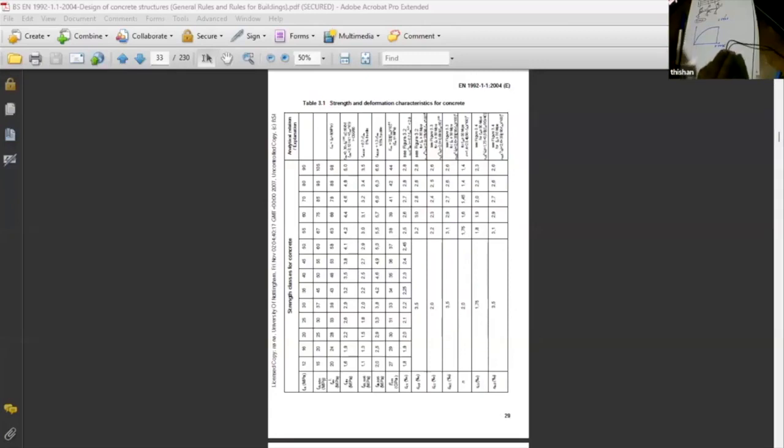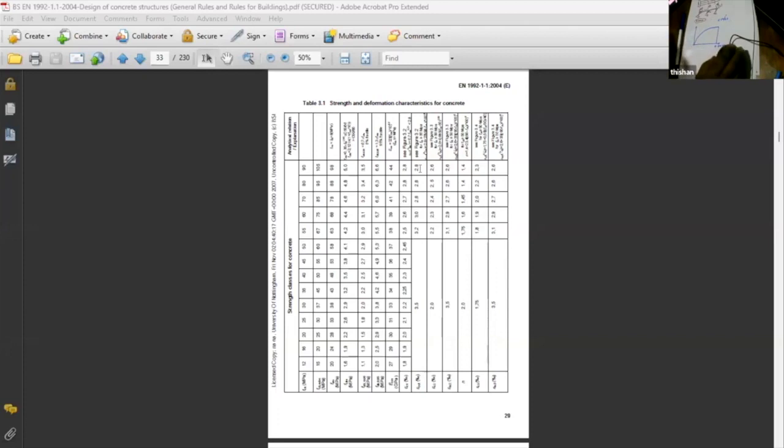So in this table, you can see the maximum strain is 0.0035. Here you get 0.0032, 55, 60, and it drops to about 2.8. So the maximum strain is not 0.0035. So the calculation that you derive with 0.0035 would not be applicable for concrete if the strength is more than 50 megapascal cylinder strength. We have to be a little concerned about it.